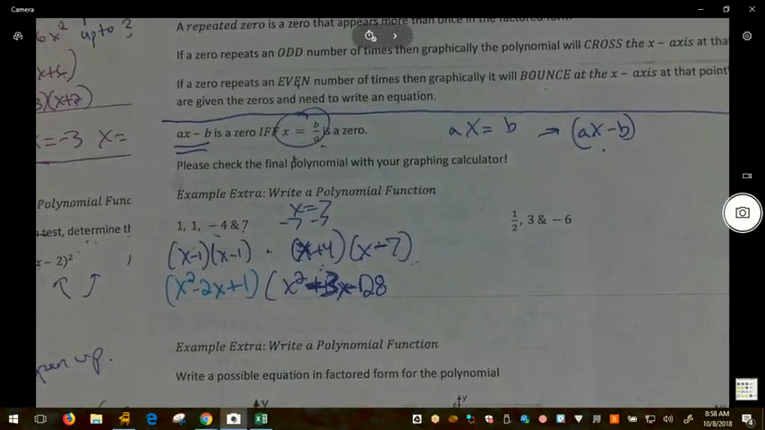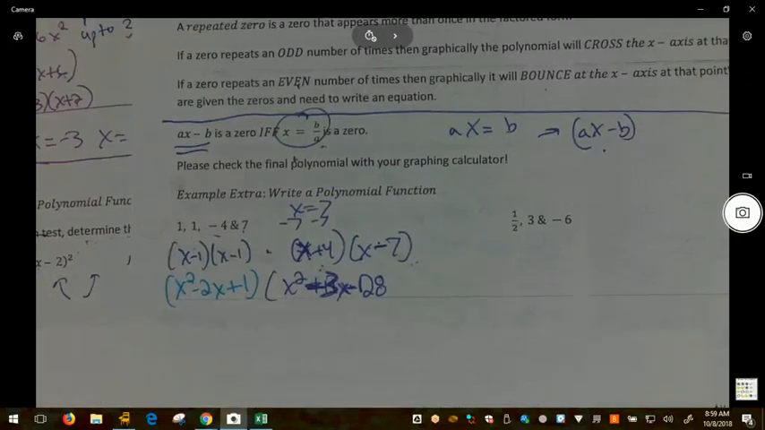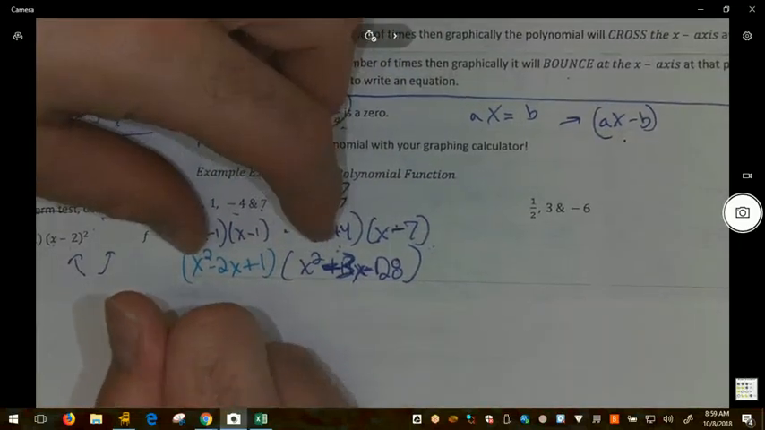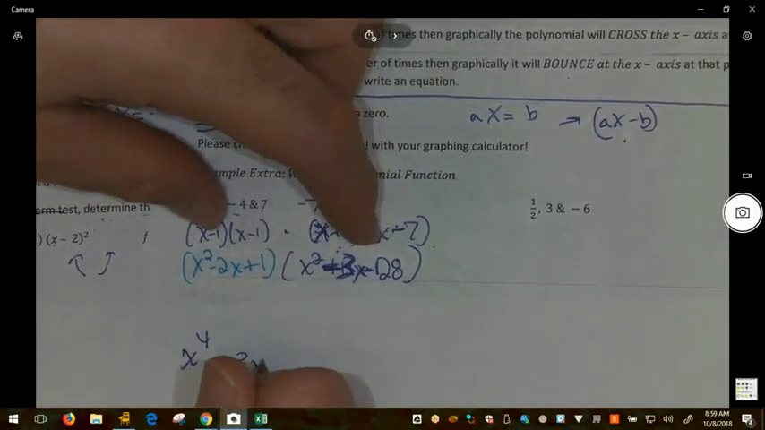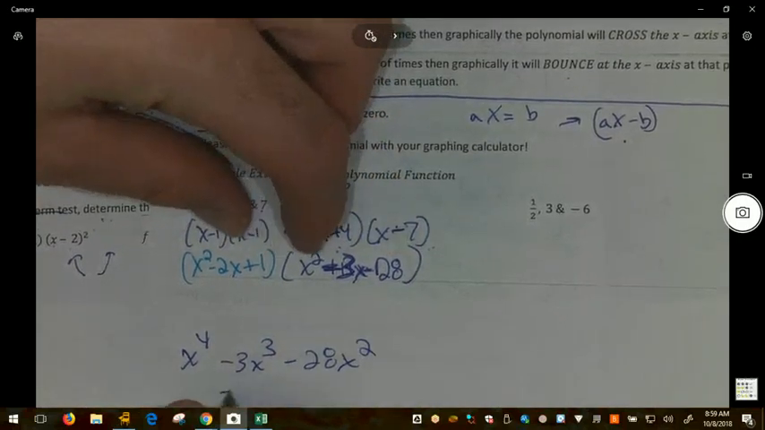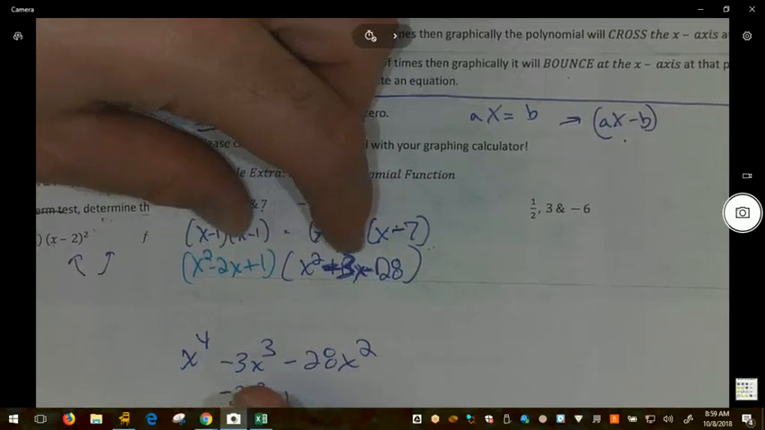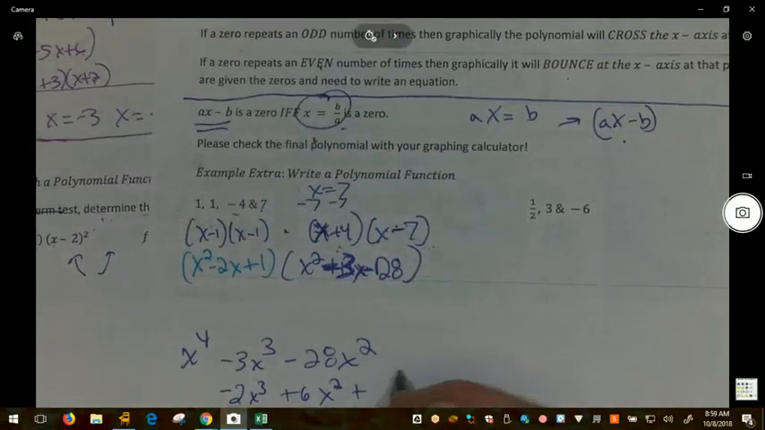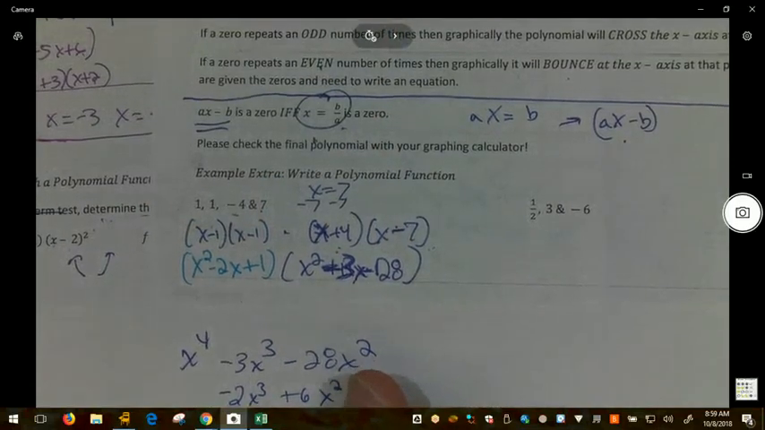So now I have to distribute these. I have a lot of students who prefer to do the box method. If you need to do that, you can. If you like just doing regular distribution, you can just do regular distribution. So I'm going to give you an example of this right now with box method and with regular distribution. With regular distribution, I have x squared by x squared, negative 3x cubed, negative 28x squared. Next I have negative 2x cubed, positive 6x squared, positive 56x.